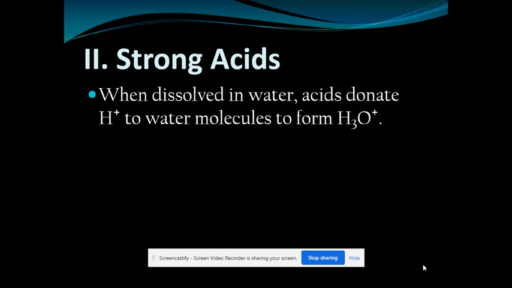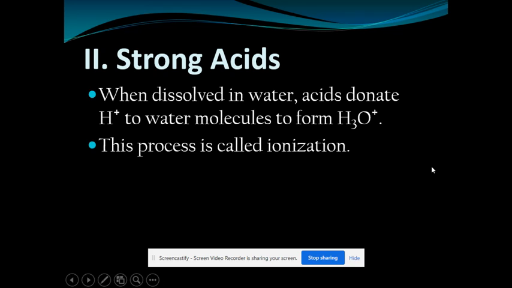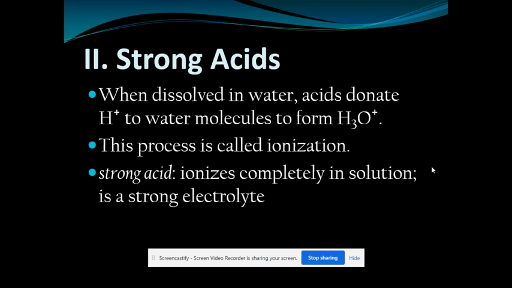All right. As I just mentioned a minute ago, when an acid is dissolved in water, they donate their hydrogen, their positive hydrogen, to a neutral water molecule. Remember, this is H2O, neutral. When you add a positive to a neutral, we make a positive hydronium. All right, this is what acids do. They make hydronium when they're in water. And this process is called ionization. And that's not that important. Just throwing that out there for you.